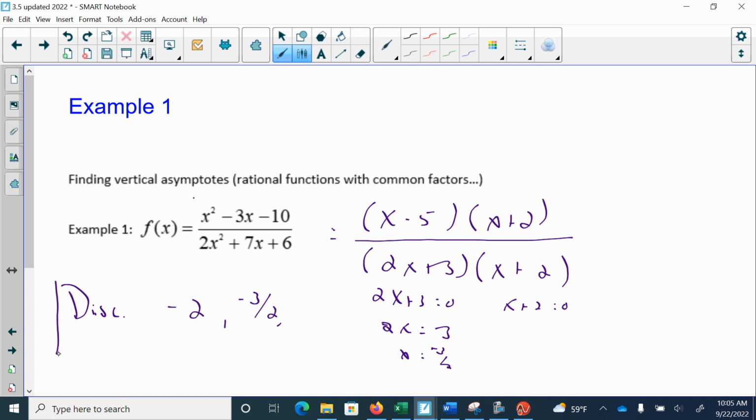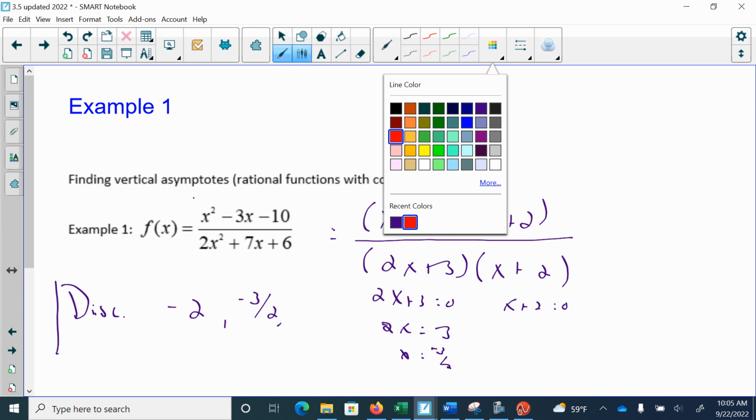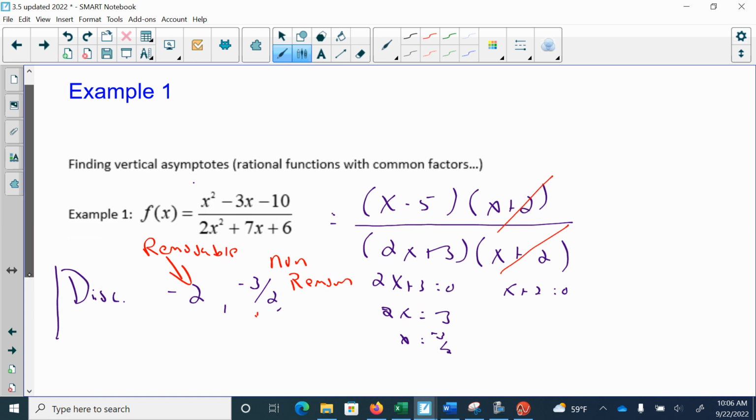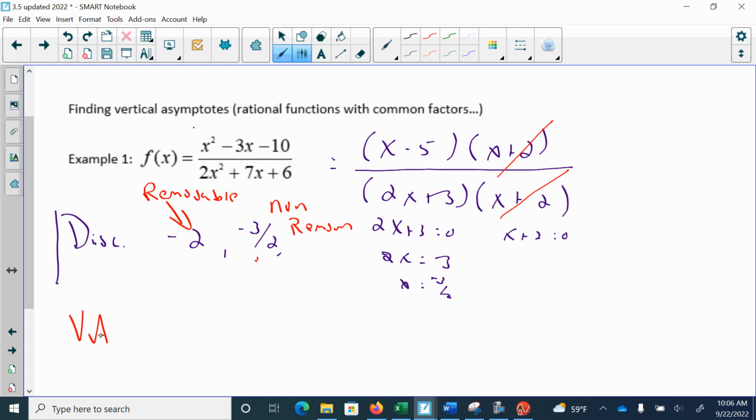So now we're doing what we did with rational functions. These would simplify, yes. So then this would be a removable. This one does not simplify, right? So it would be a non-removable. We already said before, when we did rational expressions, that there was a vertical asymptote at x is equal to negative 3 halves. We already said that, right?